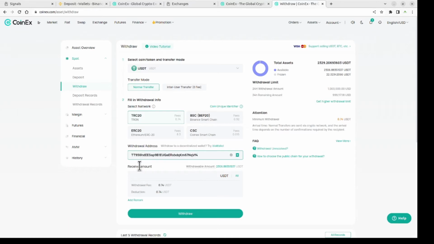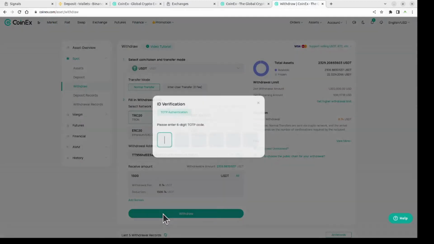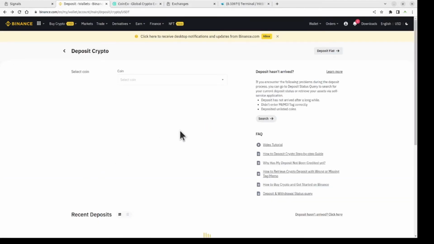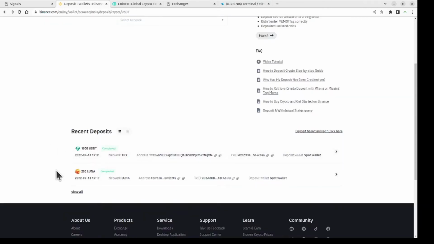We put 1500. Then click withdraw. Put in 2FA. Go to email to approve. Then go to Binance and refresh the deposit page. We can now see down here all deposits are now in. We have some USDT and Luna in Binance and Coinex.